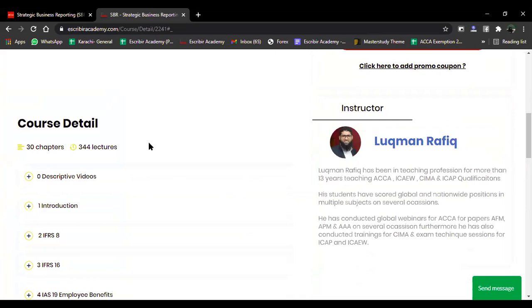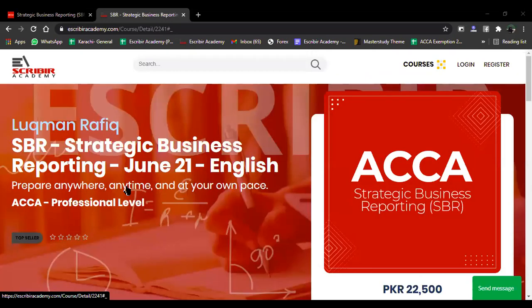also. So what you would be getting is that we will have the CBE available in this platform also. So the relevant ACCA CBE is also going to be available in this platform. So don't worry about it. We're going to cover it up over here also.